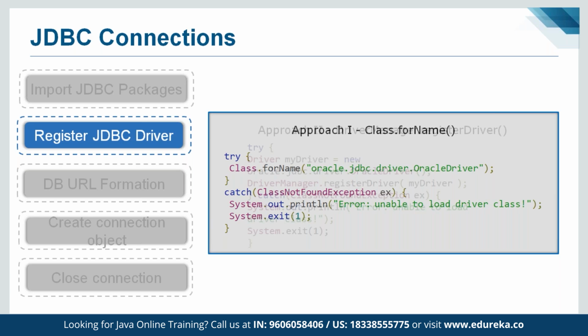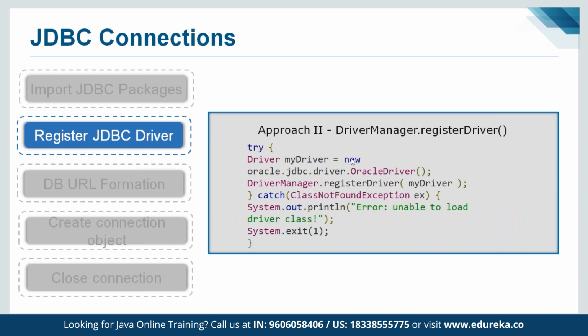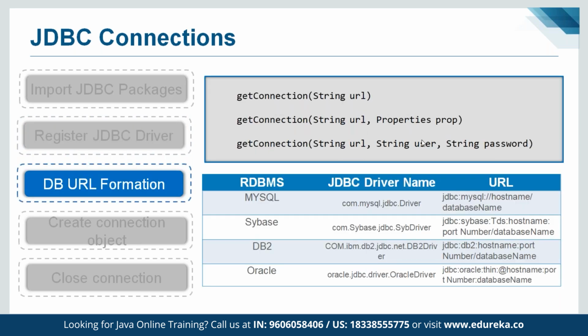Another approach is you create an object of OracleDriver and you say DriverManager.registerDriver. That way also we can do. So you can create it rather than Class.forName. This is approach 2. Both these steps are used for initializing a JDBC driver. Then the connection, getConnection with URL, properties or username and password.